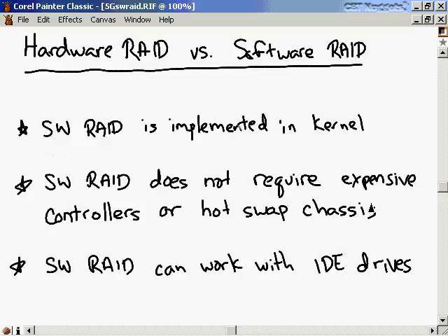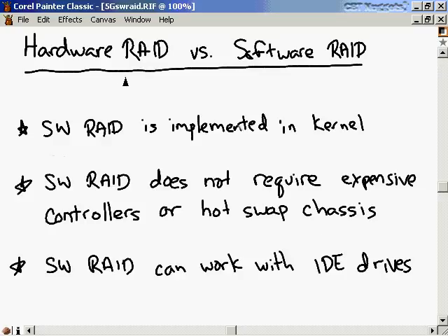Okay, so those are expensive pieces of hardware. Controllers, hot swap chassis, SCSI disks, things like that are all expensive. Software RAID doesn't require any of that stuff. And software RAID, like I just said, can work with IDE drives. It doesn't need to work with SCSI drives. It can work with SCSI drives just as well, but it can also work with the cheaper IDE drives. So software RAID is a cheaper alternative.